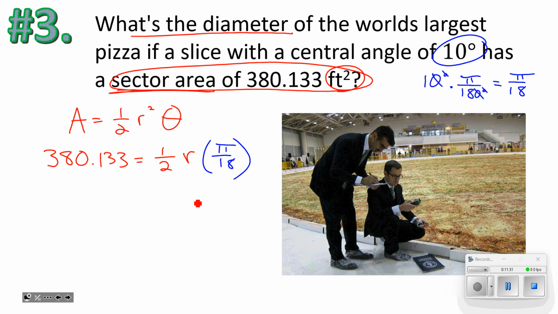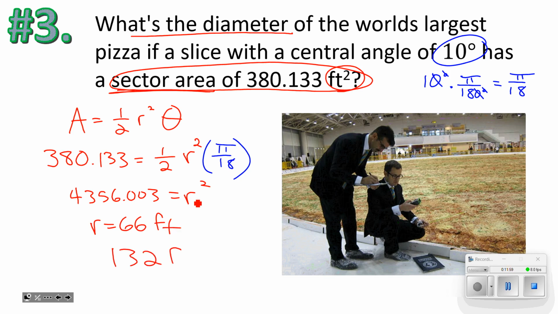All right. Oh, I forgot a very big part. Don't forget your square on your radius there. And I would multiply by 2, multiply by 18 over pi, and you would get this value for r squared. Square root it to get the radius of 66 feet. But be careful, the question's asking for the diameter, so 132 feet. You just have to multiply that by 2. All right. Keep it going.